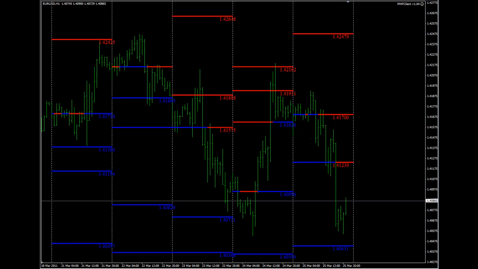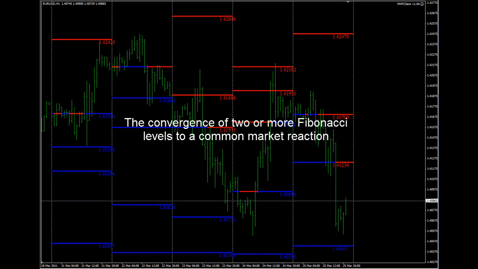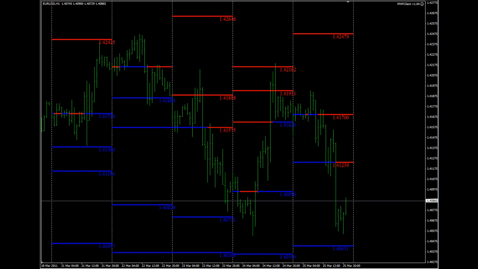What do I mean by common elements? In Price Master Pro's particular case, I am talking about Fibonacci levels. A single Fibonacci projection, i.e. one line, one price level, is the common element. And what is the probable outcome, in my case, is market reaction to that price level. So to say it differently, confluence or clustering is the convergence of two or more Fibonacci levels to a common market reaction.